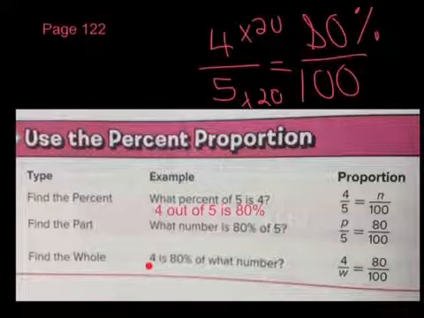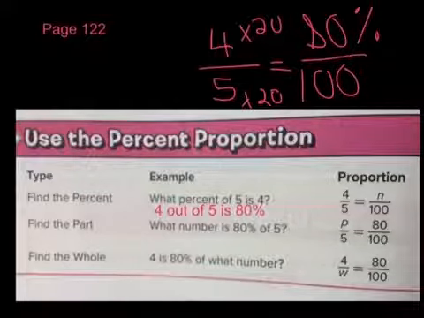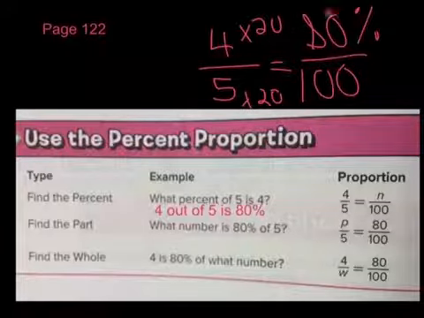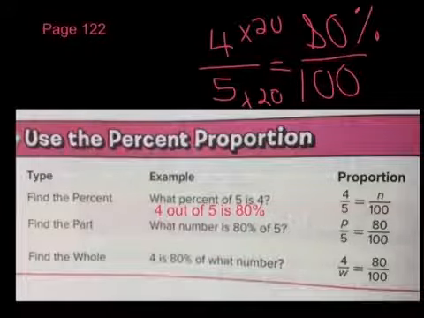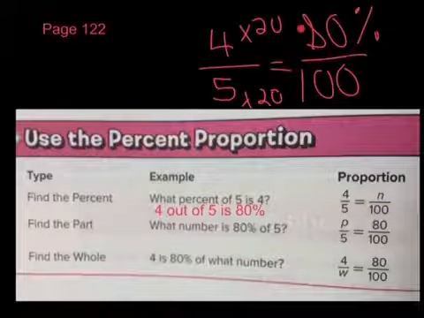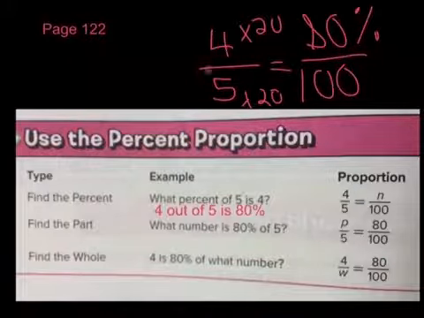And now here's the way that this question is written. 4 is 80%, right? Of what number? Well, you know 80% is over 100. So now the one we're missing is this 5. You see that right there?